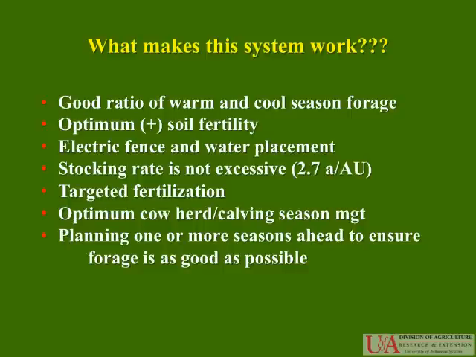Target our fertilization, optimum cow herd and calving season. I think one of the keys, of course, I'm looking at this from the animal side, but I think one of the keys is our short calving season. We calve in September and October. It's 60 days. And so we're able to really target our animal needs and requirements with the forage quality and quantity. And I think that's one of the biggest keys to our good animal performance. And planning one or more seasons ahead to ensure forage is as good as possible and matches up with our animal nutritional needs.